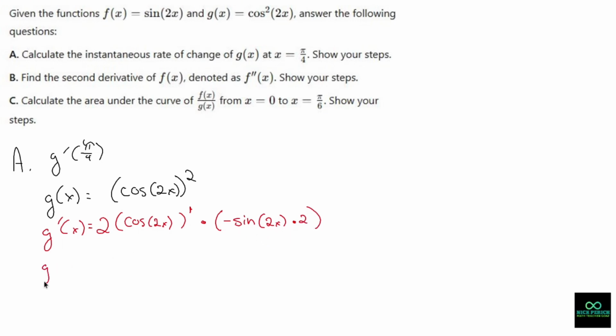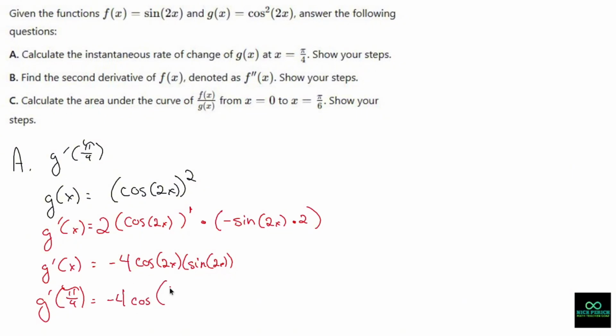All right, so what we end up with is g prime is going to equal, we can throw that negative out there, we can keep that 2 times 2, which is 4 out there, and then we have, since that's the invisible 1, cos 2x sine 2x. Now, I need to plug in pi over 4. So g prime of pi over 4 is going to be negative 4 cosine. Now, 2 times pi over 4 is pi over 2, okay? And sine 2 times pi over 4 is also pi over 2.